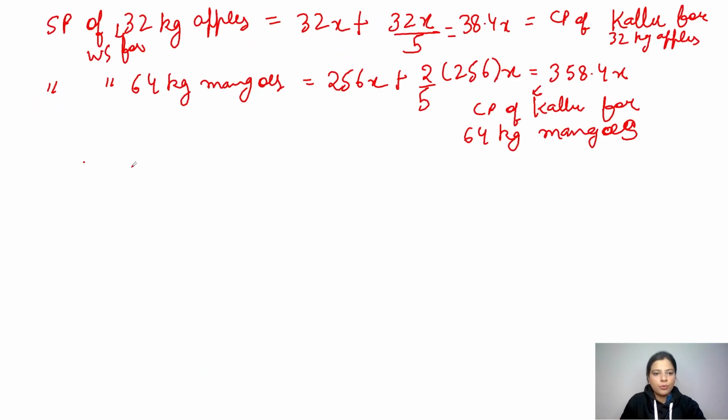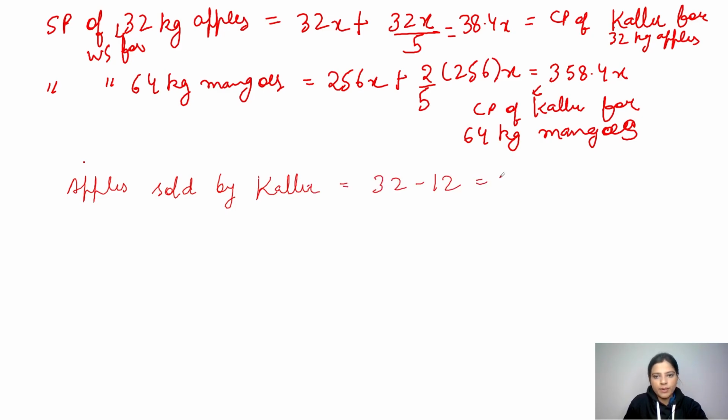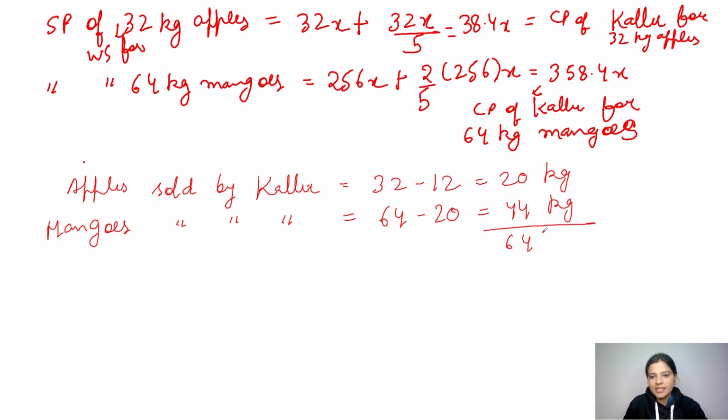So now, as you know that some apples and mangoes were discarded, let us first write down what will be the apples sold. So apples sold by Kalu will be actually 32 minus 12, that is 20 kg, because 12 kg were rotten. Similarly, mangoes sold by Kalu will be 64 minus 20, because 20 kg of them were rotten. So that is 44 kg. So in total, he could sell only 64 kg total of apples and mangoes.